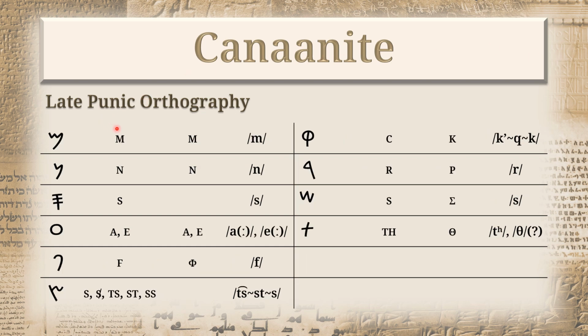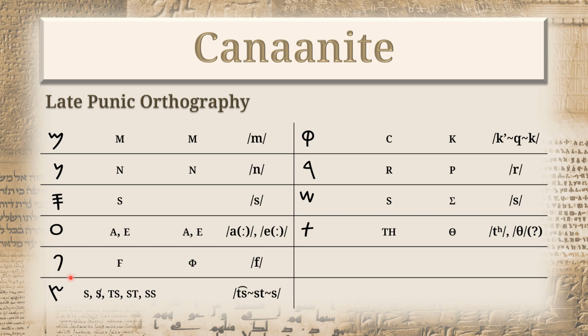So nothing special about Mem, nothing special about Nun, also nothing special about Samech. Ayin also became a vowel sound, so mostly representing A, sometimes E. Pe, interestingly, is always written F, also at the beginning of words in Latino-Punic texts, so it looks like it became spirantized totally in every position, so it became Fe everywhere.